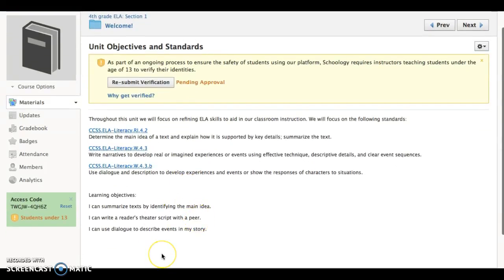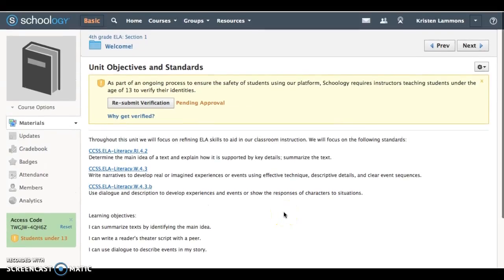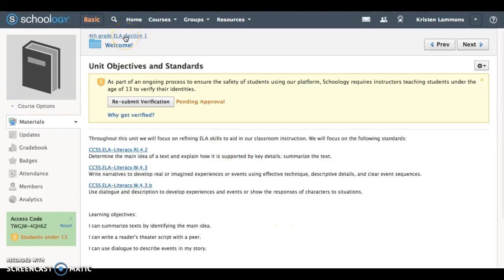So they're learning objectives, their I can statements. I can summarize text by identifying the main idea. I can write a Reader's Theater script with a peer, and I can use dialogue to describe events of my story, because the Reader's Theater, they can have a narrator that kind of sets the setting and plot, but really the whole thing is dialogue because it's the theater. So those are there for them to remember.